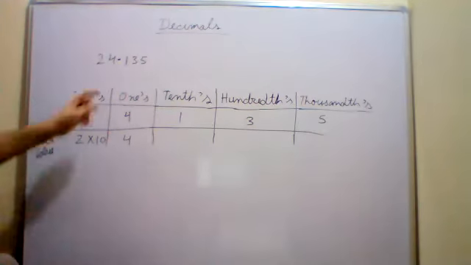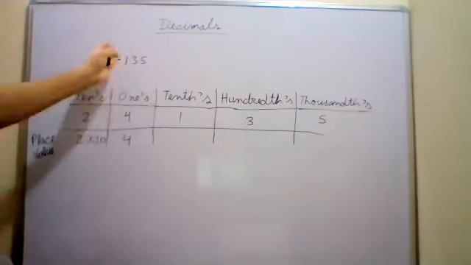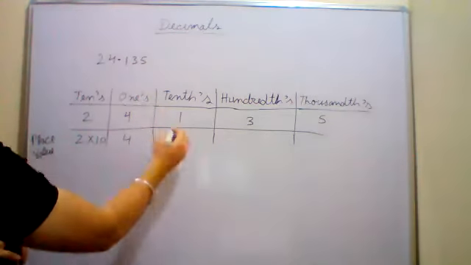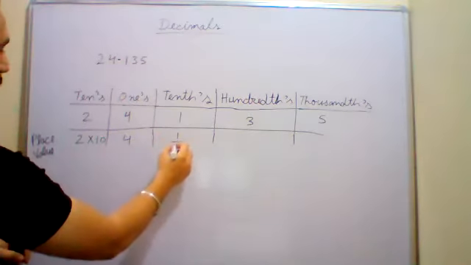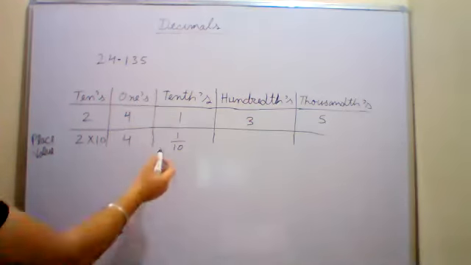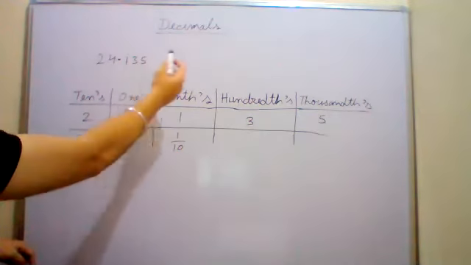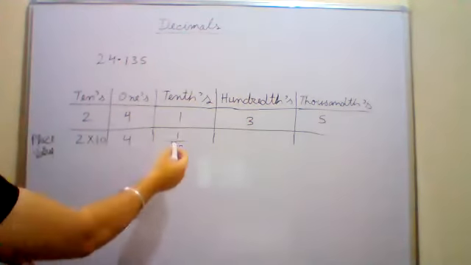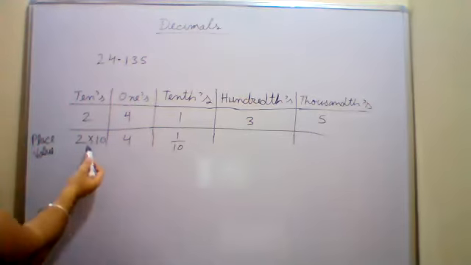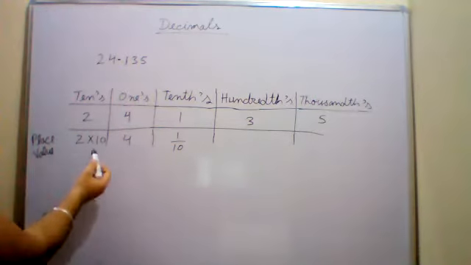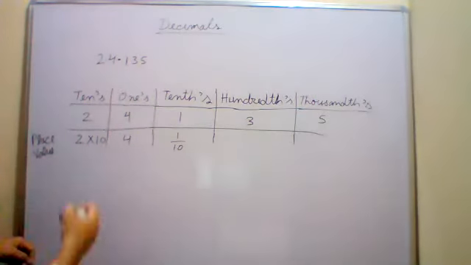Now for the digits after the decimal, the place value of 1 is 1 upon 10, 1 by 10. The digits are after the decimal, so you have to divide, not multiply. For the digits before the decimal, you have to multiply. For the digits after the decimal, you have to divide.